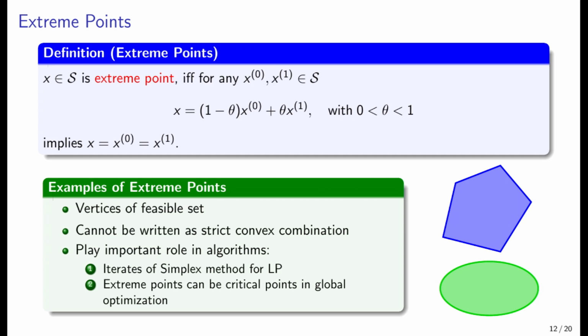So we're not going to talk about the simplex method for linear programming. That's an active set method that solves linear optimization problems of a linear objective over an affine set by moving from one vertex to the next. And they're also very important in global optimization.